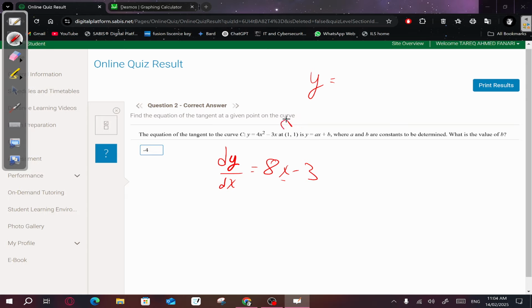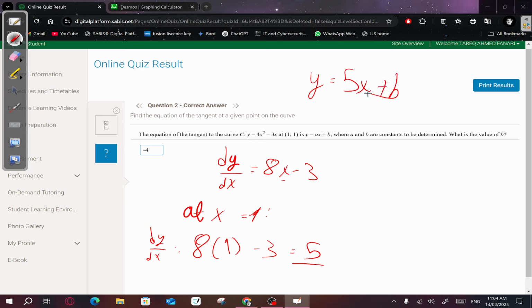For example, at x equals 2, whatever, (2, y). I don't care about this now. The slope at (1, 1) is going to be different than the slope at (2, y). Okay, so dy by dx is 8x minus 3 at x equals 1. 8 times 1 minus 3, this is dy by dx, equals 5. Okay, so it is y equals 5x plus b. This is what we have so far.